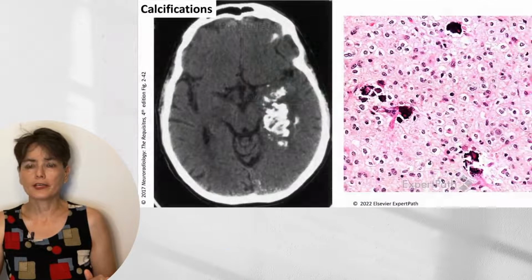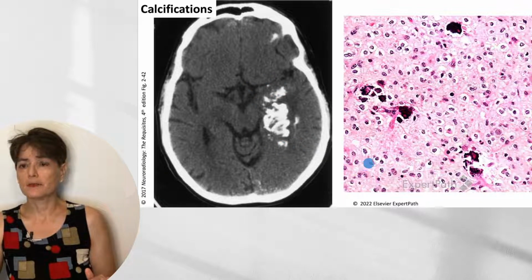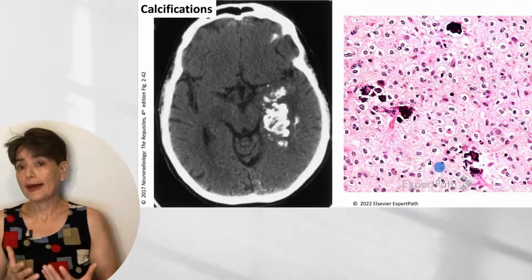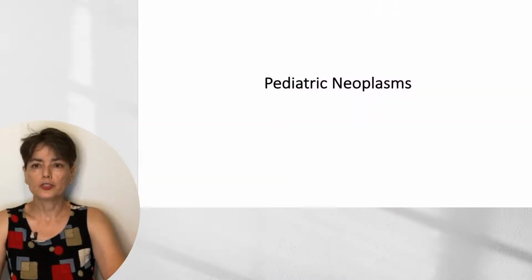Now, as far as those calcifications go, here you can see on the CT image a large, chunky mass of calcification, or it can be more subtle, as in these microcalcifications. Again, this tumor is nicely showing that fried egg appearance. So that is the last of the adult diffuse type gliomas. Now let's move into our pediatric neoplasms.